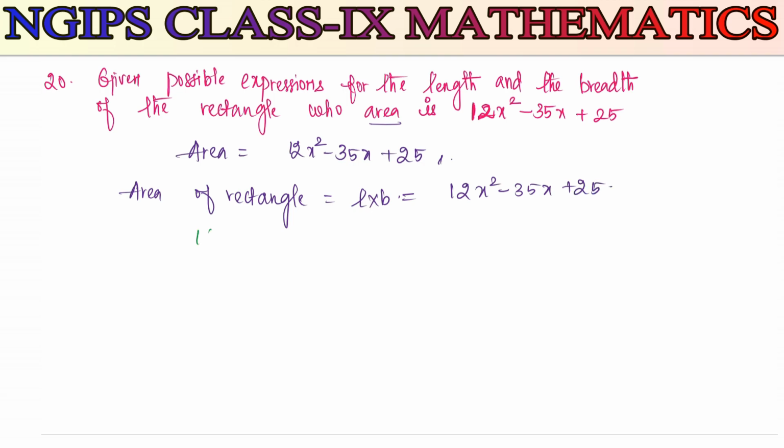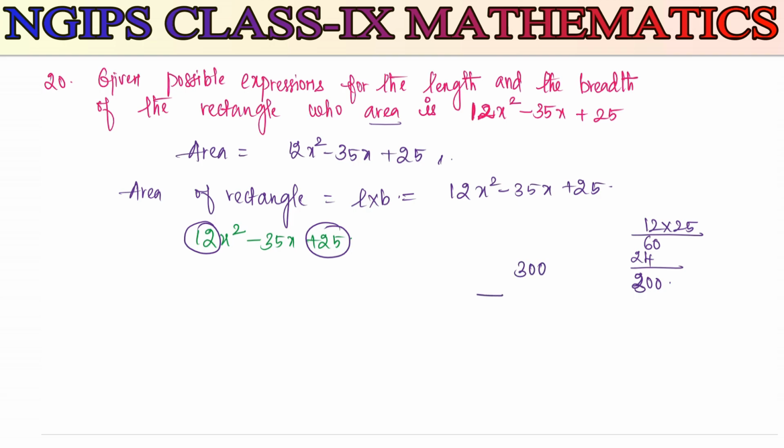Okay, first I am going to write here the given quadratic equation 12x square minus 35x plus 25. We know very well we have to take the coefficient of x square and the constant term, and multiply both. So 12 into 25, 12 5s are 60, 12 2s are 24. So we'll get 300. You have to split this 300 into two numbers. When you multiply you have to get 300, at the same time when you add you have to get minus 35.